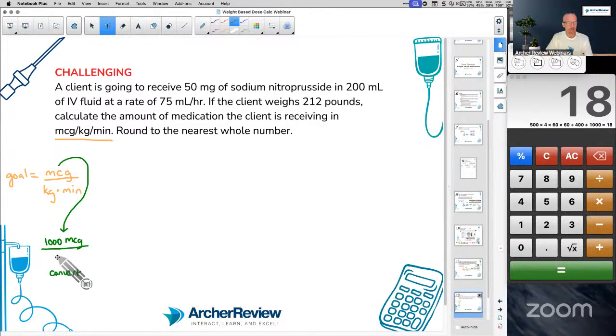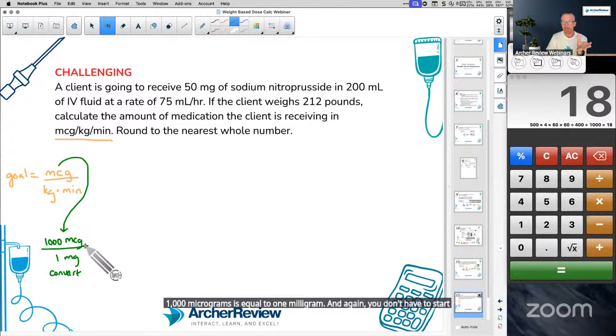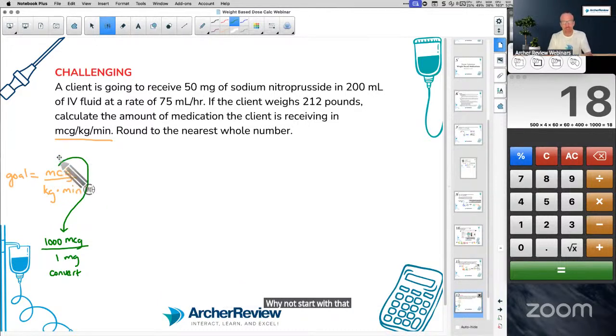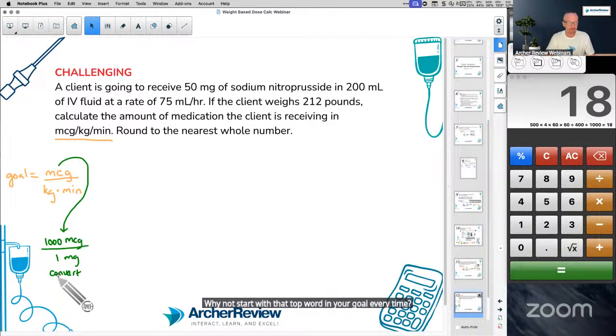1,000 micrograms is equal to 1 milligram. And again, you don't have to start off this way. Dimensional analysis, you have a lot of freedom to start however you want to start, but why not start with the goal? Why not start with that top word in your goal every time? Because it always works. Yes, it takes practice, but I promise you, you can always do this.